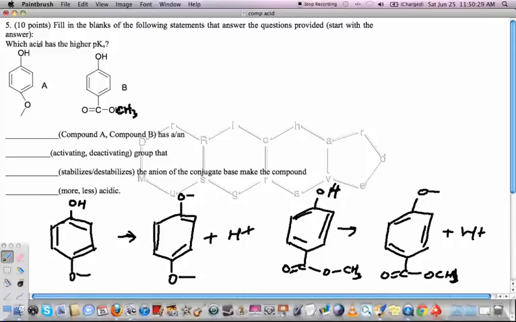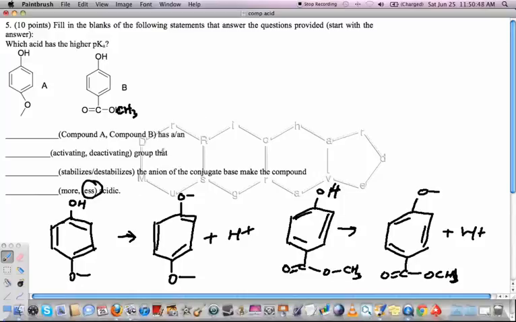Now it says which acid has the higher pKa. Now we know we're dealing with acids. We want to deal with acids because we've got these H pluses here being formed. And it says which one has the higher pKa. Well, higher pKa means less acidic. So I know that that's the first part.